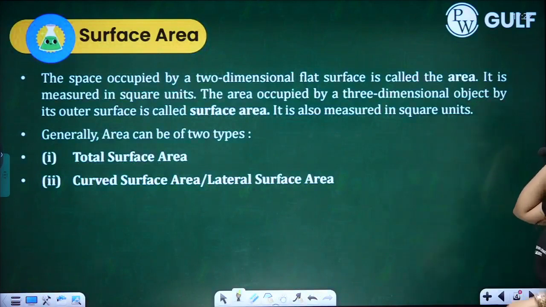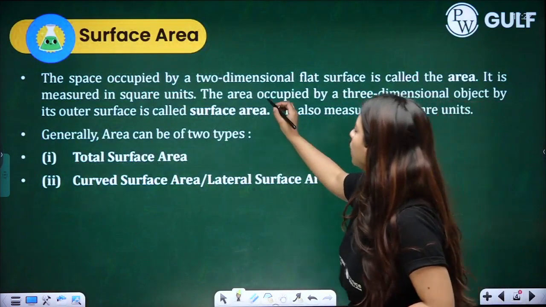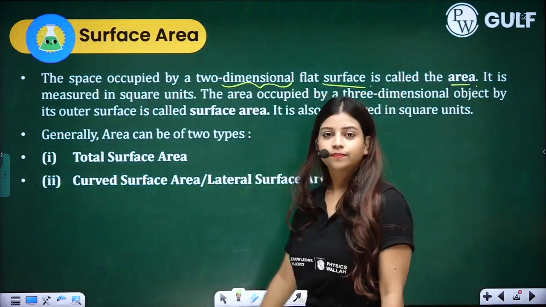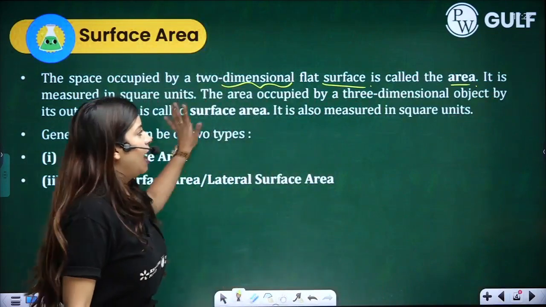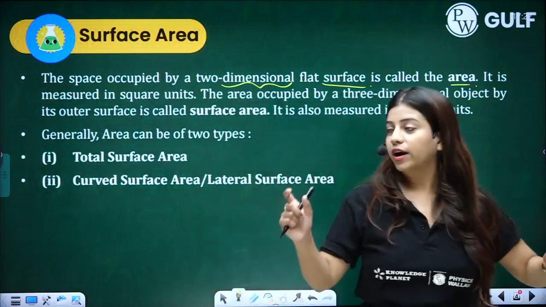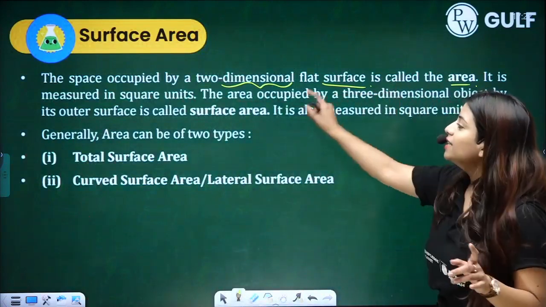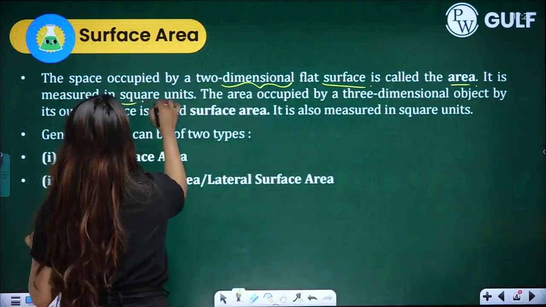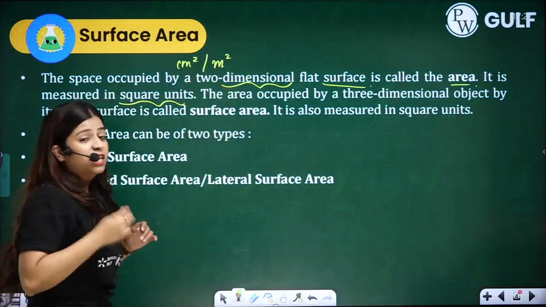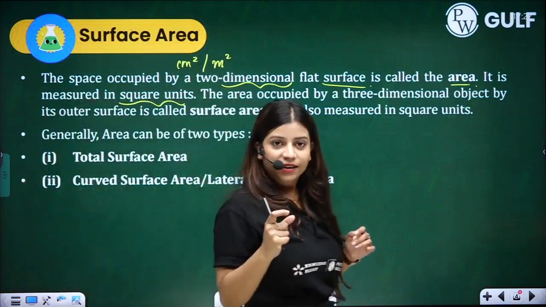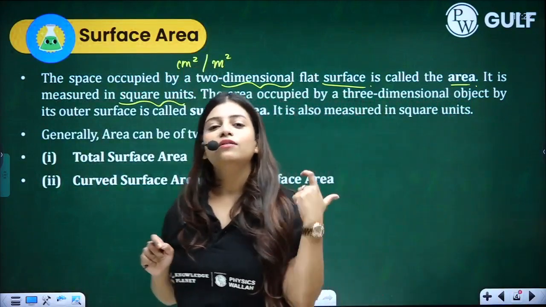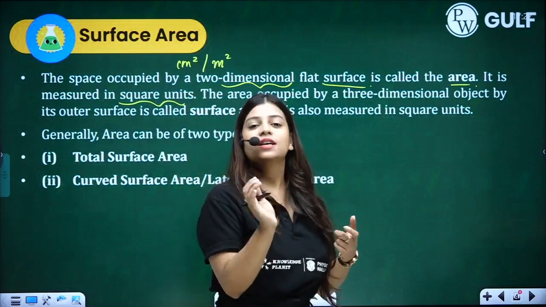So this is basically surface area: the space occupied by a two-dimensional flat surface is called its area. Very true. If I have to calculate the area of this board, that will be simple: length into breadth. The next thing is that it is measured in square units. We always know that area is in centimeter square or meter square. So that square means area. We know that a line is always measured in centimeters, meters. That is a line.